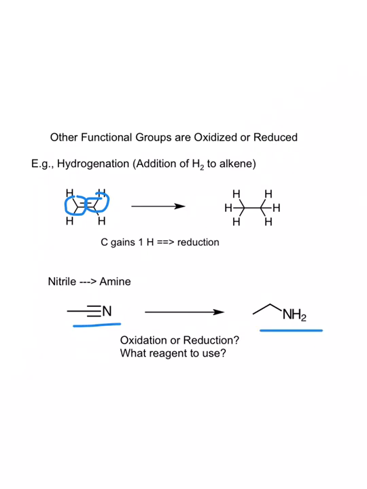So is this an oxidation or reduction? Think about that for a minute. This carbon has no H's. This carbon has two H's. This N has no H's. This N has two H's, so it must be a reduction reaction. You can use a common reducing agent, sodium borohydride or lithium aluminum hydride, for this reaction.